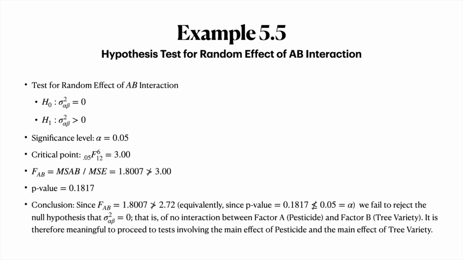And therefore, we can see that we fail to reject the null hypothesis that the variability associated with the random effect of the A-B interaction is 0. And so that's equivalent to saying we fail to reject the assumption that there is no interaction between pesticide and tree variety. And so it's meaningful to proceed to the subsequent tests involving the main effect of pesticide and the main effect of tree variety.